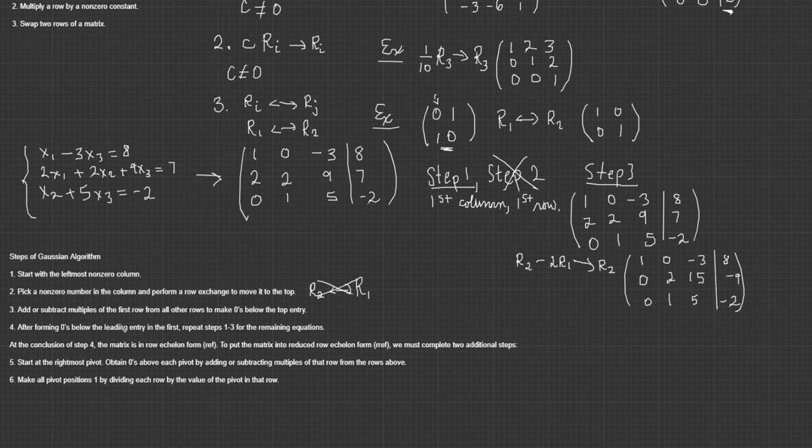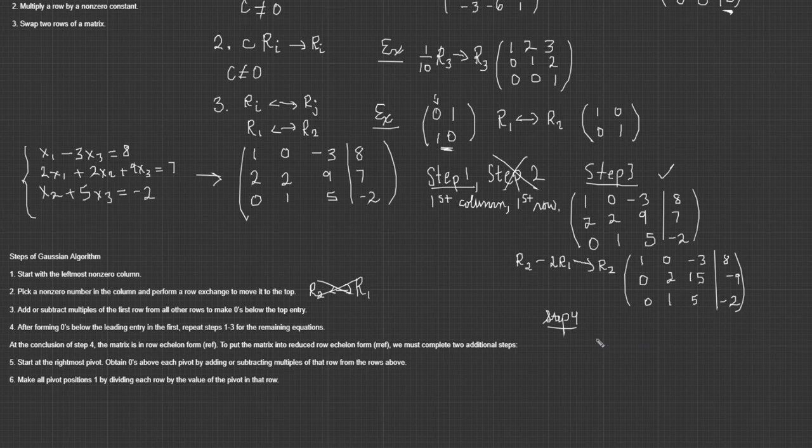All right, so at this point, we've completed step 3, because we have all zeros below the top entry, which is what we wanted. So step 3 is now complete. All right, so let's look at step 4. For step 4, we're going to repeat steps 1 through 3 for the remaining equations.